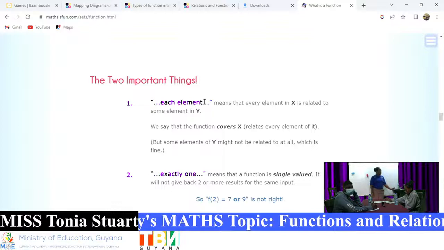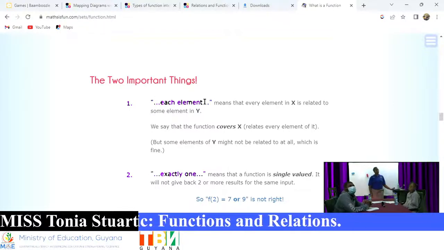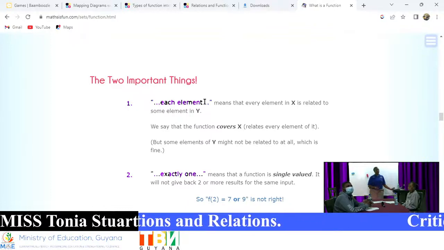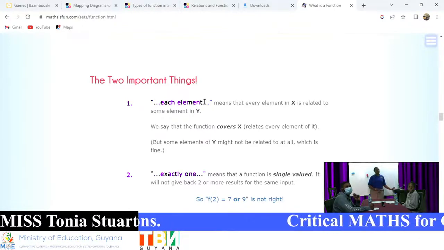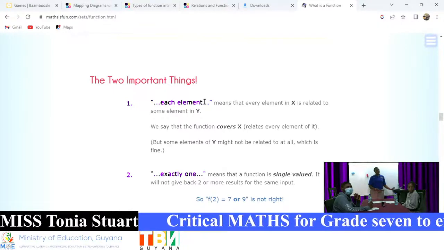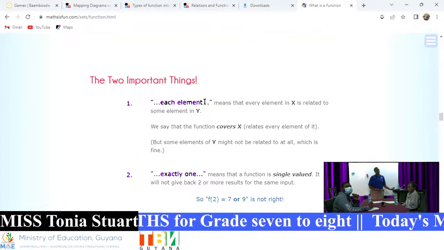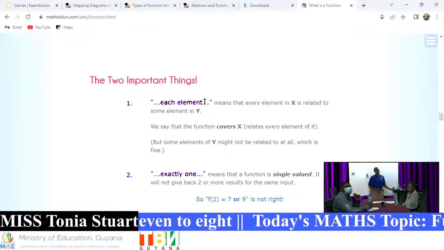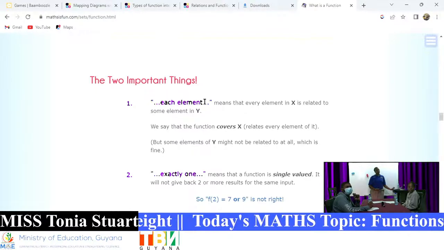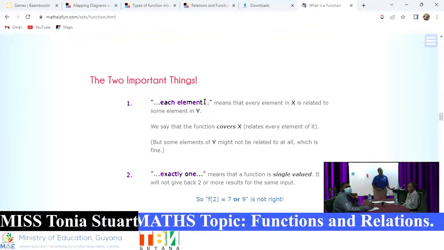So Shamar, continue to read. The two important things. First, each element means that every element in X is related to some element in Y. We see that the function covers X, relates every element of it, but some elements of Y might not be related to at all, which is fine. Number 2, exactly 1 means that a function is single valued. It will not give back 2 or more results for the same input.